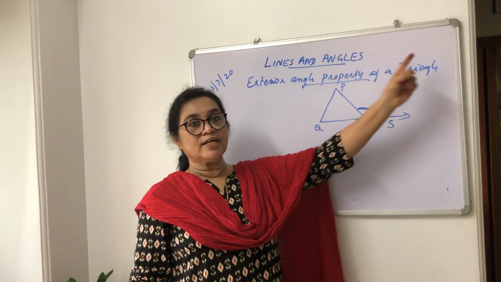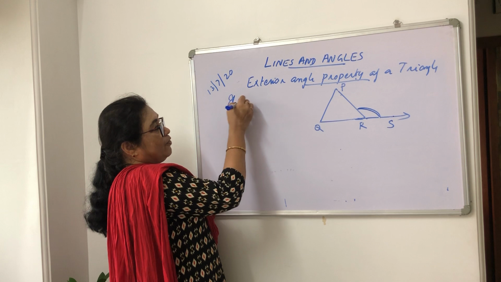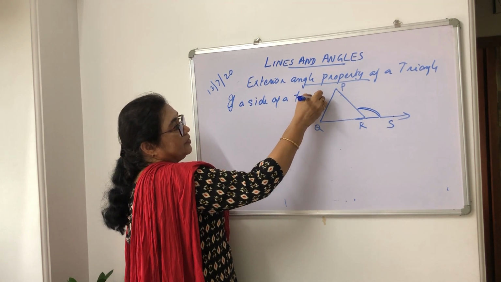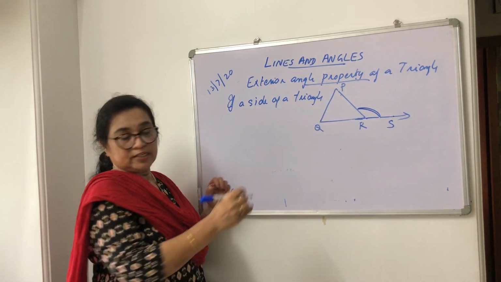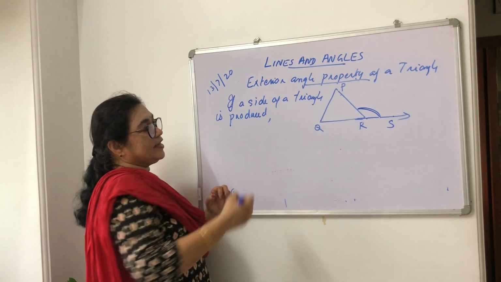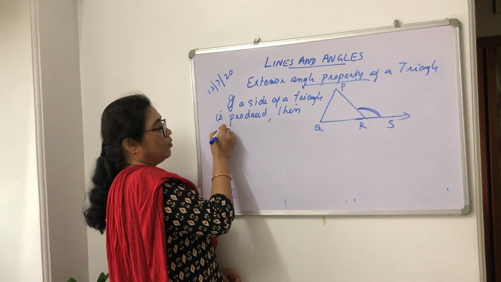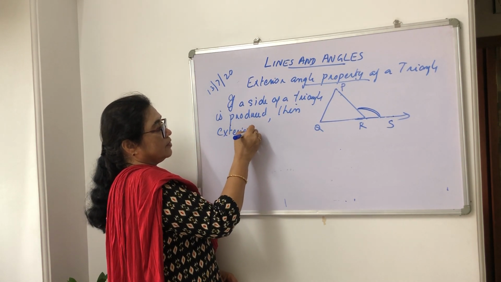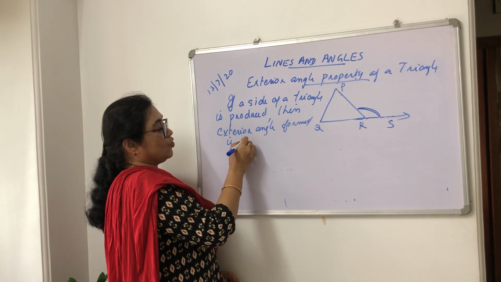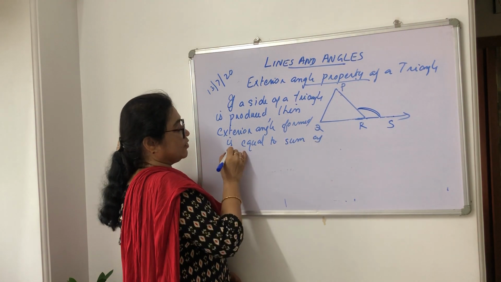So the exterior angle property of a triangle is: if a side of a triangle is produced, then you get an exterior angle. Then the exterior angle formed is equal to the sum of the interior opposite angles.